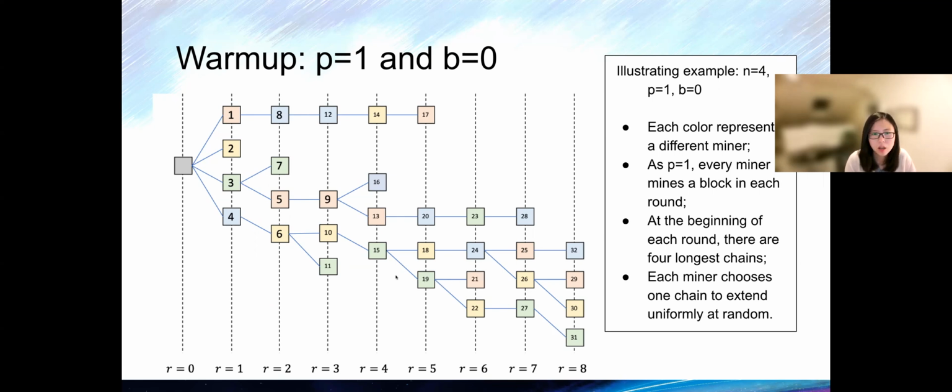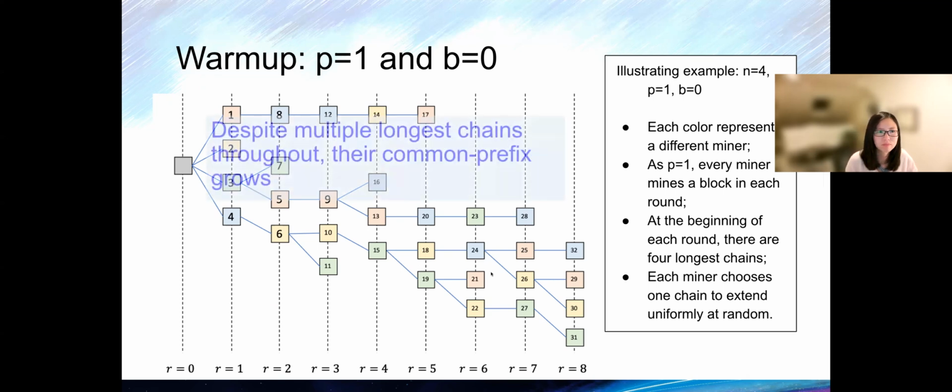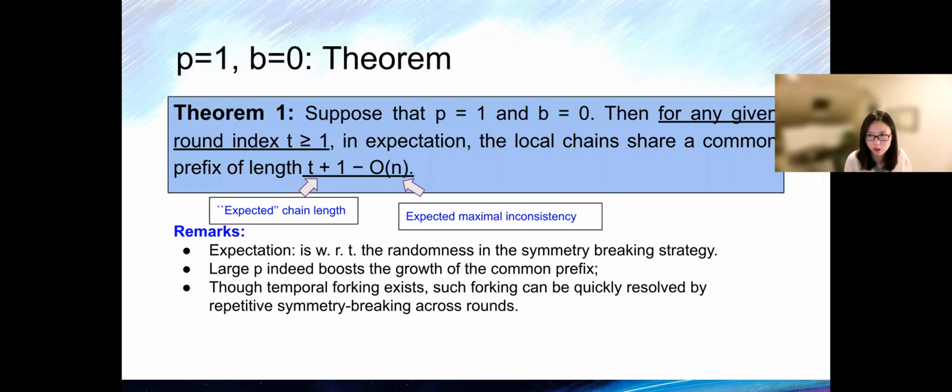As you can see, though p equals 1, there are still some forks, but those 4 longest chains share a common prefix of this length. In fact, if we let the execution continue, these forks will drop over time, and the longest chain will grow over time. So, despite the existence of multiple longest chains throughout the entire dynamic, their common prefix still grows over time. That is one of the indications of this example, and we show that this holds in general.